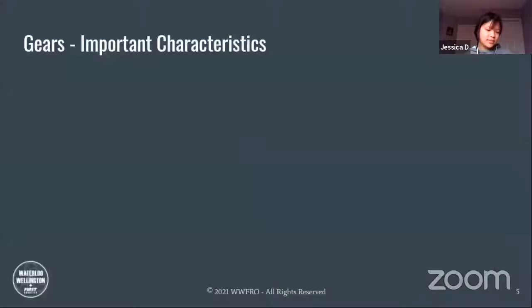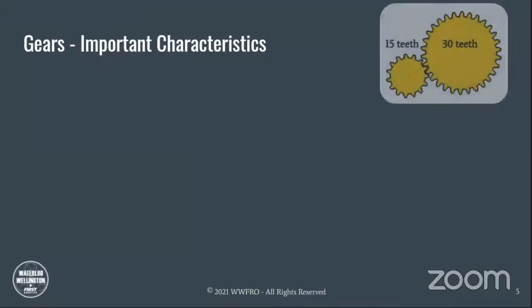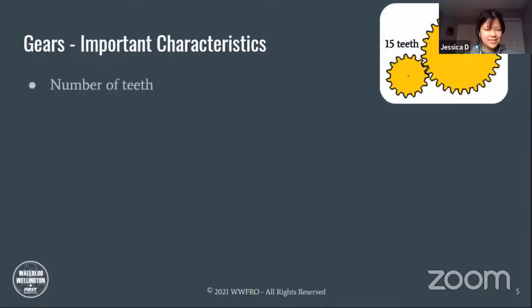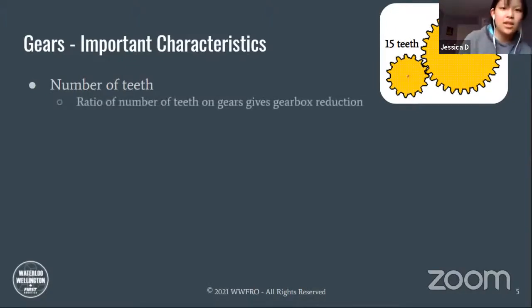All right, so let's cover some important characteristics of gears. One of the simplest characteristics that you can see on a gear is the number of teeth. You can get the number of teeth by counting the teeth around that gear. I don't think you want to, but I'll give you the number of teeth for both of these gears: 15 teeth and 30 teeth. An important thing to note is that the ratio of the number of teeth on each gear in a gearbox will give you the gearbox reduction.